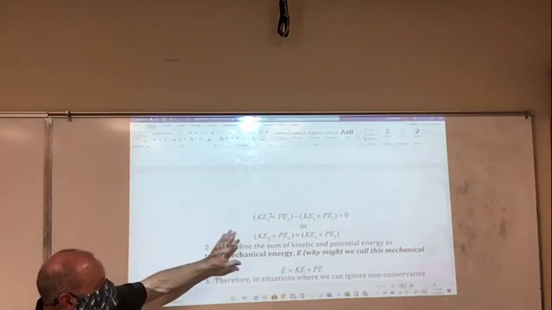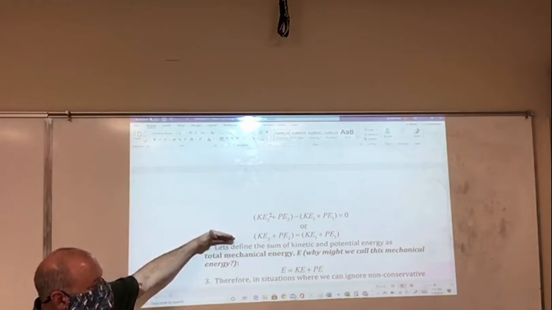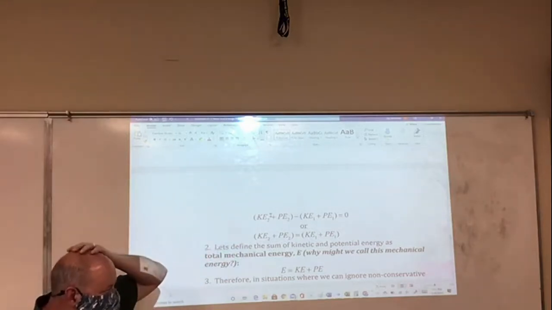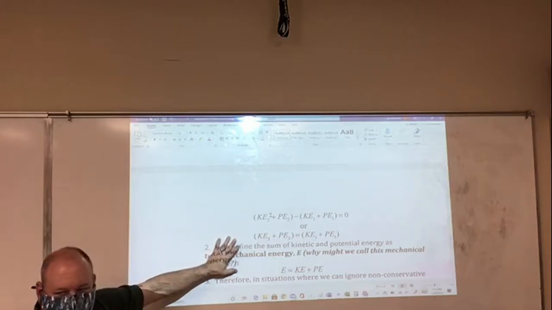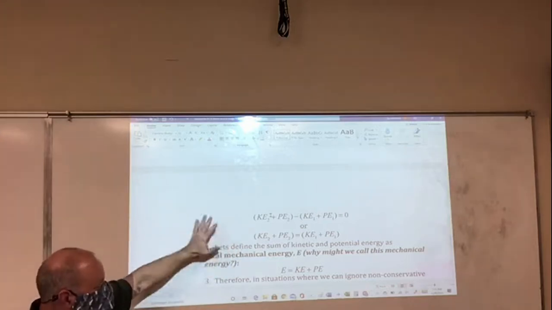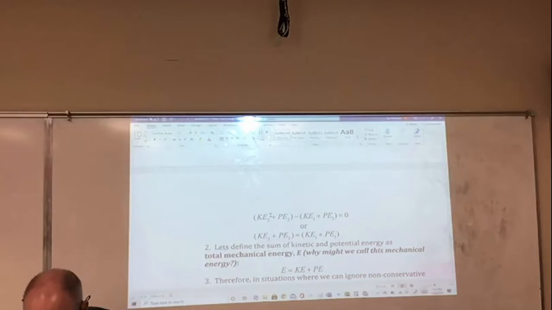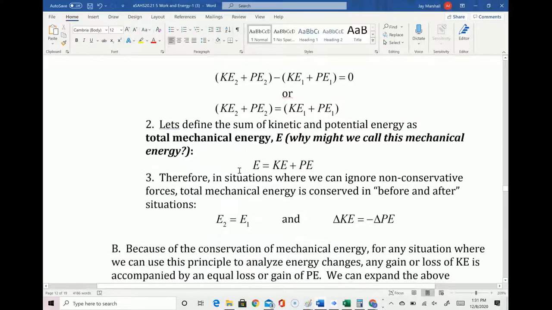And that's how I like to think about it, versus the energy of the things that I can't see, which involves the changes in energy that occur at an atomic level, which is vastly more difficult than this. Anyway, the total mechanical energy is KE plus PE. Therefore, in situations where we can ignore non-conservative forces, total mechanical energy is conserved in before and after situations.